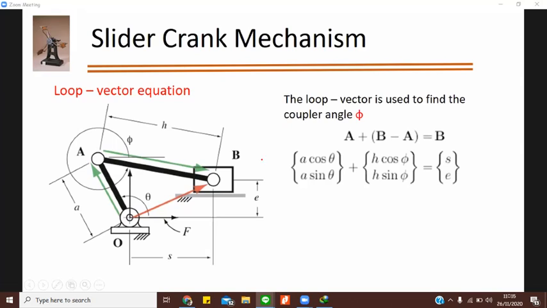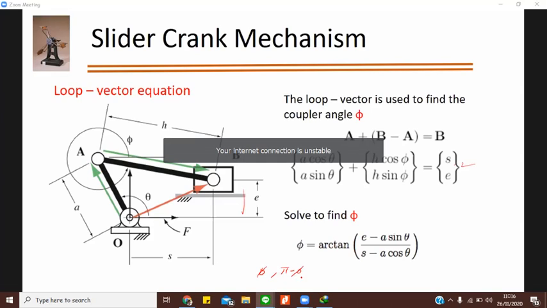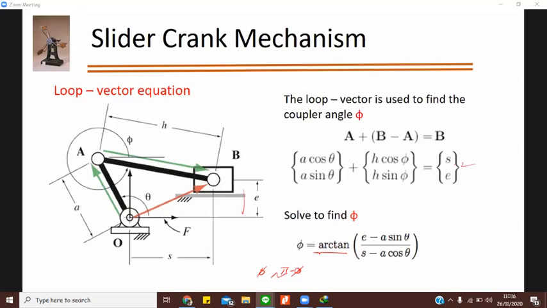So when you solve to find this coupler angle phi, it will be arctan, meaning you will always get two values over here, phi and pi minus phi. Okay, so two values, that's why arctan of E minus A sin theta divided by S minus A cos theta. So this is the value of the coupler angle that you can get from here. Now let's do the algebraic analysis for it.